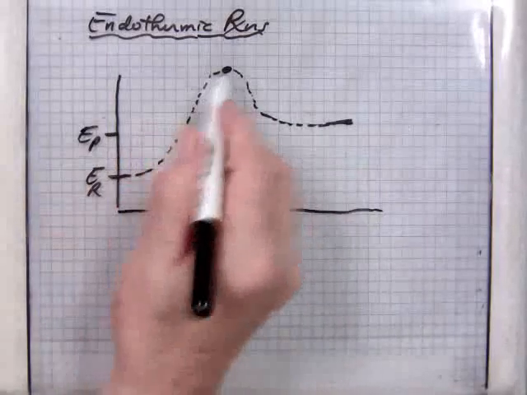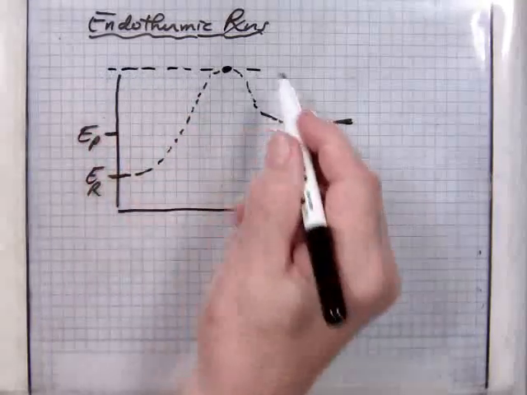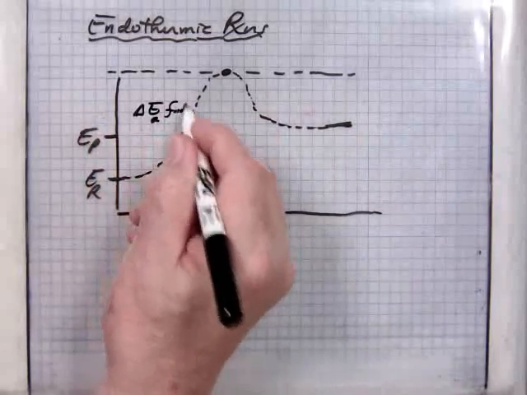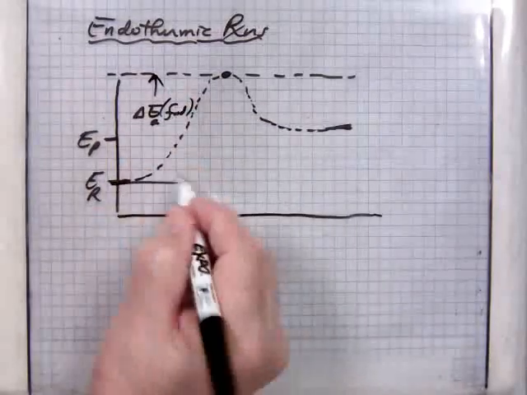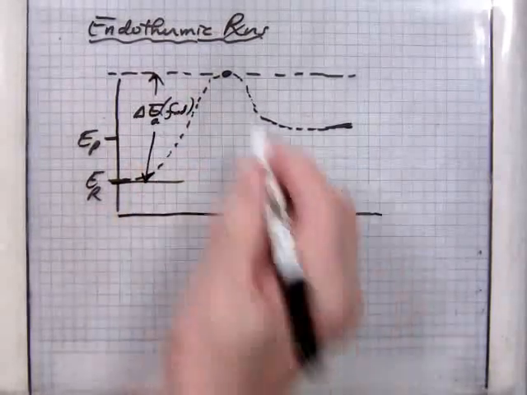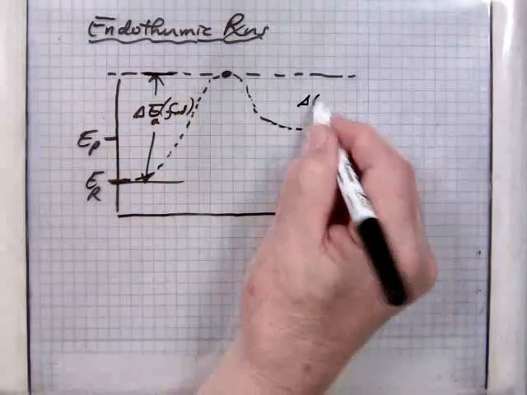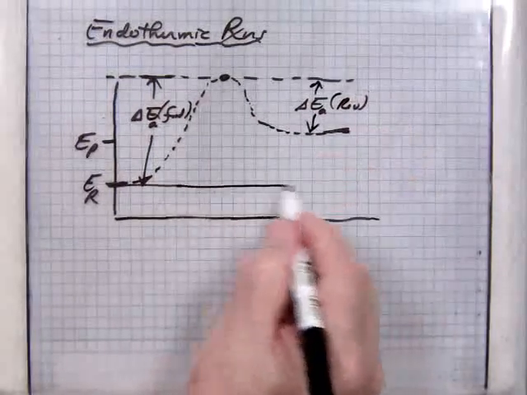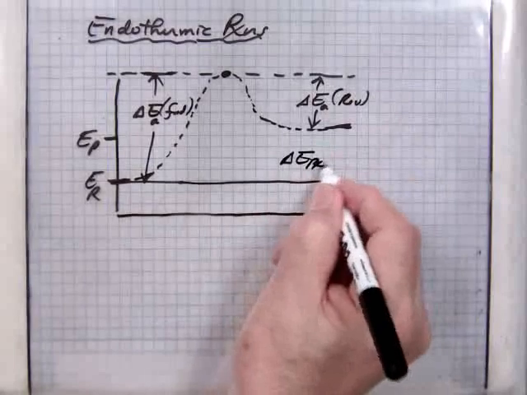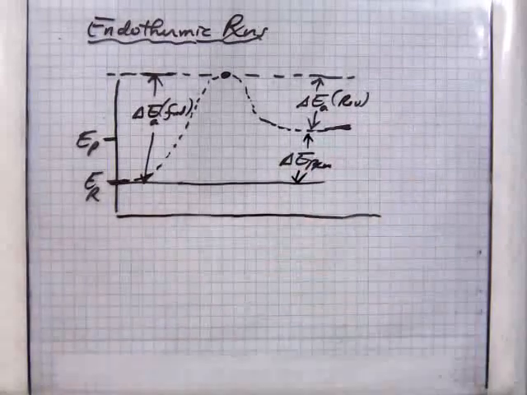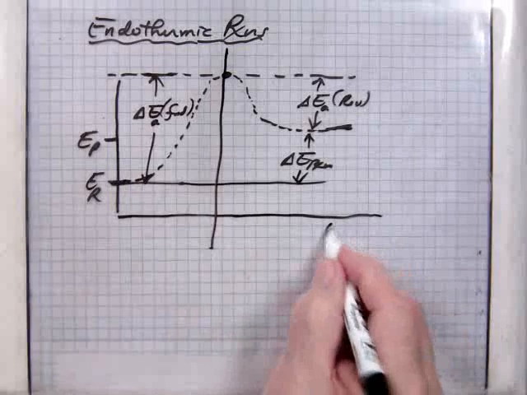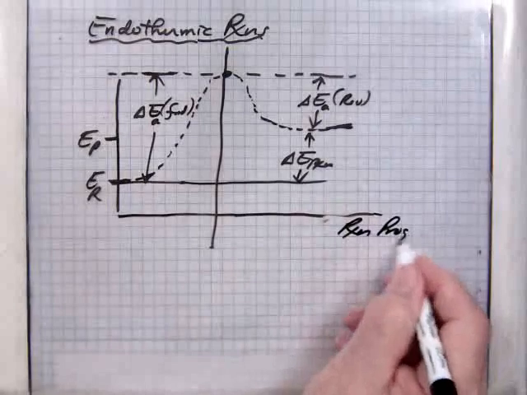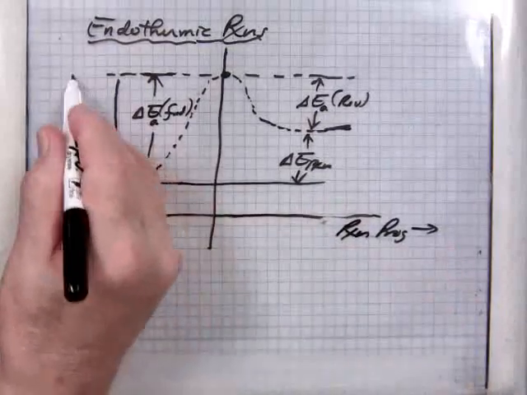Now, the forward reaction here is delta EA forward, from the reactants, like that. Whereas the delta EA reverse is from here to here, and the delta E of the reaction itself is there. And if you split this in half, of course you have reaction progress on the horizontal axis and potential energy here.